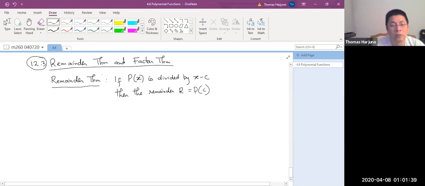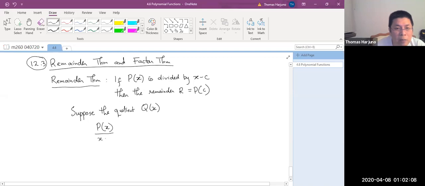Okay. I will show you the proof. Suppose the quotient is denoted by Q(x). Okay, so P(x) divided by x minus c is equal to Q(x) plus remainder over x minus c.